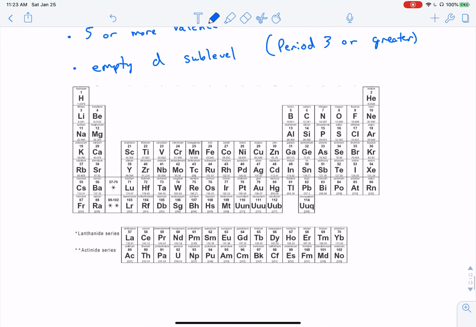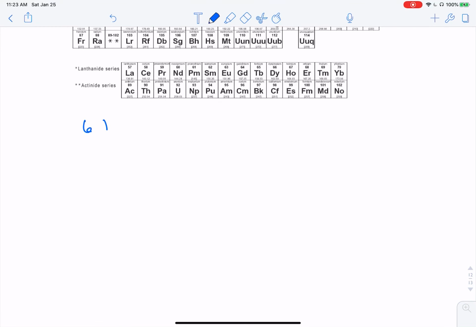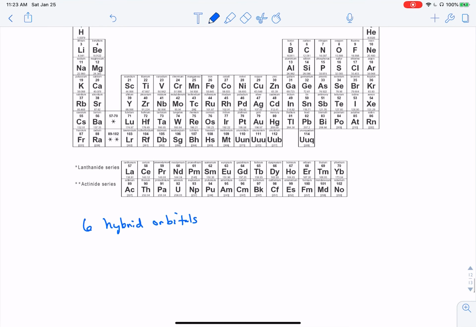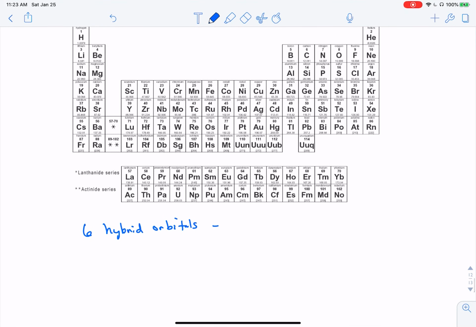So why does that expanded octet matter? Why does that d sublevel matter? Because those are the orbitals that hybridize to allow more than 4 bonds on center. So if you have 6 hybrid orbitals, what do you think your hybridization would be then? If you have 6 hybrid orbitals, what would it be?